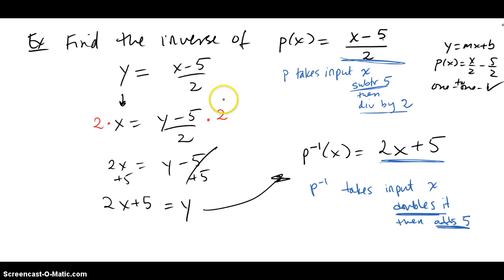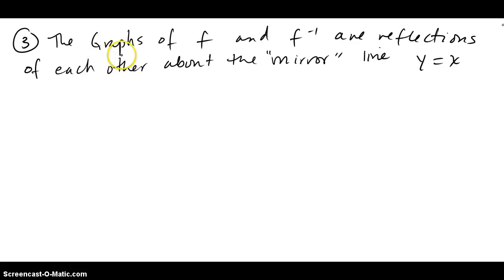And that's how we're getting the inverse also. But a sure way is just to switch the x and y, and then solve for y, to make sure you don't make any mistakes in the process of thinking of it just backwards, retracing your steps. The last little piece of info to know is that the graphs of f and f inverse are reflections of each other about the mirror line y equals x. Because we switch the x and y, they create this mirror image about each other.